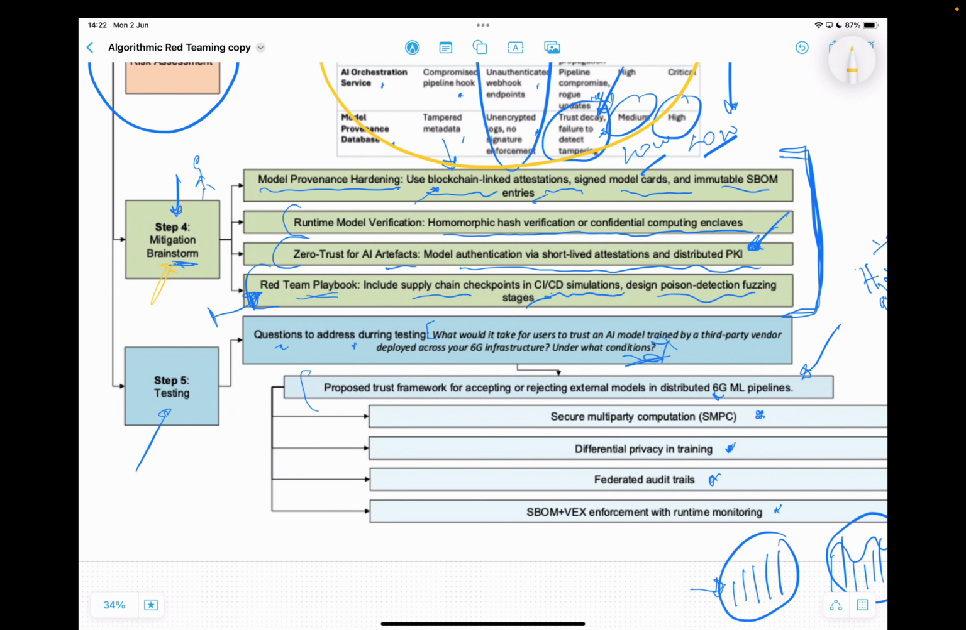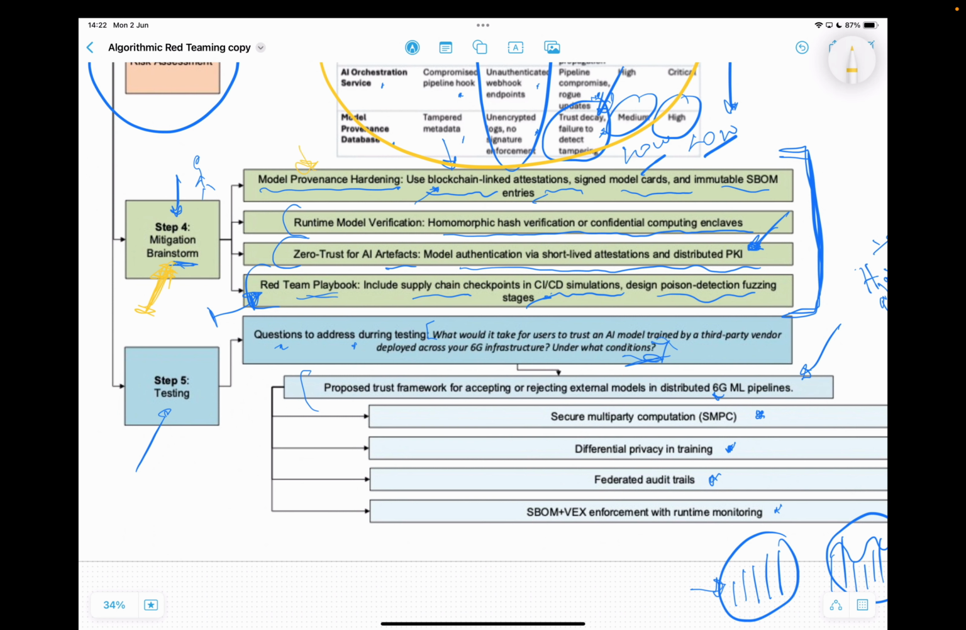Red teams are not just about finding problems, you need to test the defense. So you find the problem and you need to test if it's defensible. Although you might say that's a different team, it's part of the problem. And the mitigation strategies that you need to suggest are listed here, starting from model provenance hardening.